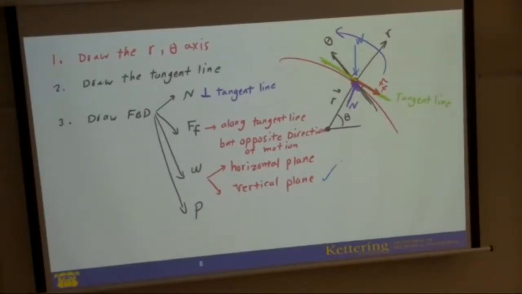If there's a motion in the horizontal plane, means that this mechanism or this motion is in the horizontal plane. This is the weight direction. The weight is not in this plane. If the motion is on a horizontal plane, the weight is not in this plane, so we do not need to draw it. For a horizontal plane, you do not need to draw the weight, because it is not in the plane of the motion.